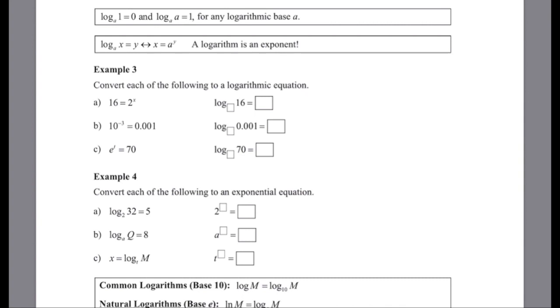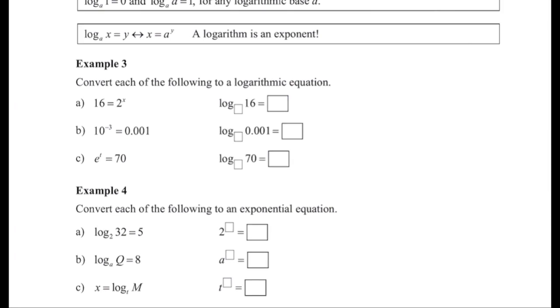So convert each of the following to a logarithmic equation. The best part about this is how I've been saying it: log base a of x is what? Okay, so here I'm looking at 16 is equal to 2 to the power of x. Well, 2 is our base, so that will go directly here. Log base 2 of what is 16? Again, here is our base. 10 to the negative 3 is 1/1000th.